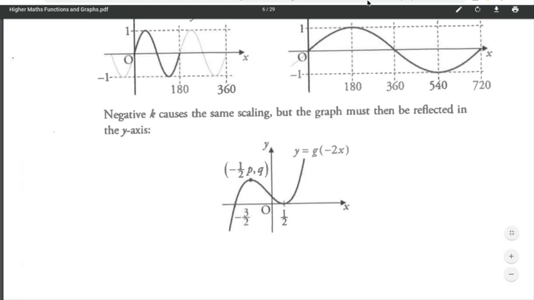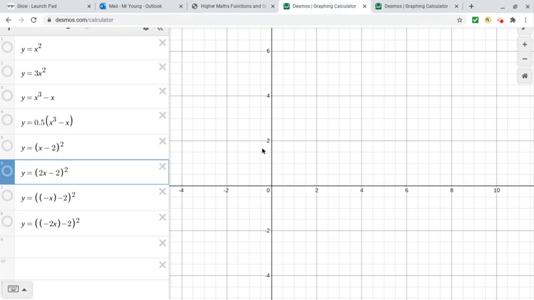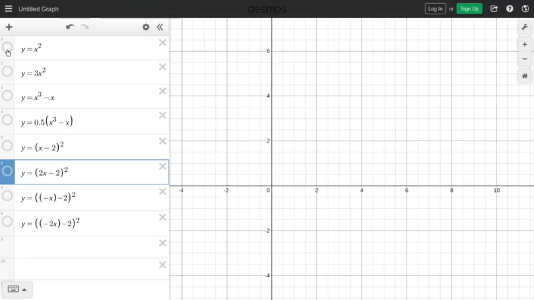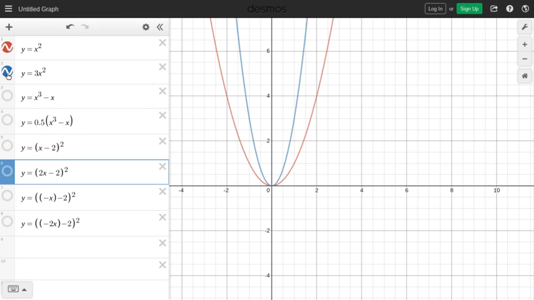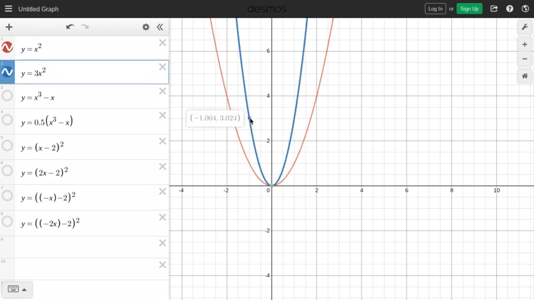So let's have a look at a few more examples. So we've got y = x². So y = 3x² will stretch that graph vertically by a factor of 3. So all of the y coordinates will be 3 times as high. So here we had (-1, 1), so here we will have (-1, 3).